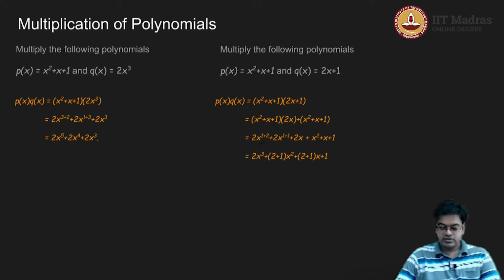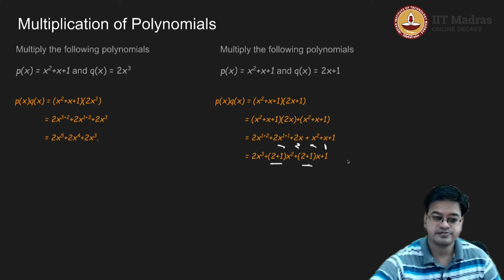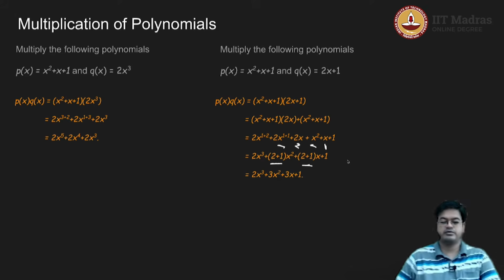So in this case, 2x raised to 3, there is no competing term for x raised to 3, so it remains 2. x square comes here and here, therefore I added the 2, which gives me 2 plus 1. In a similar manner, the terms containing x are these two, so I have added these two, so 2 plus 1x plus 1, which is similar to what we have seen in the last video of addition of polynomials, and therefore we get the answer to be equal to 2x cube plus 3x square plus 3x plus 1.